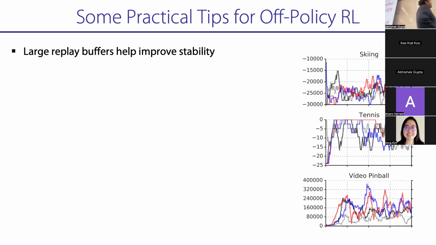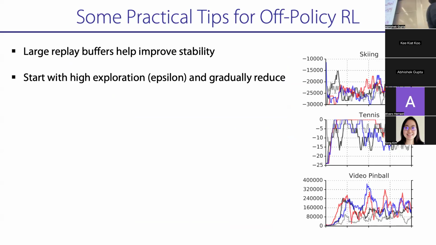Okay. So before we wrap up on off-policy RL, some tips. Make your replay buffers bigger. They tend to help with stability because the smaller your replay buffers are, the more your data is churning. If your data is churning a lot, your Q function jumps around a lot. So bigger replay buffers help. If you're doing epsilon-greedy exploration, you'd start with a large epsilon. You want to explore a lot and then bring down the epsilon over time.